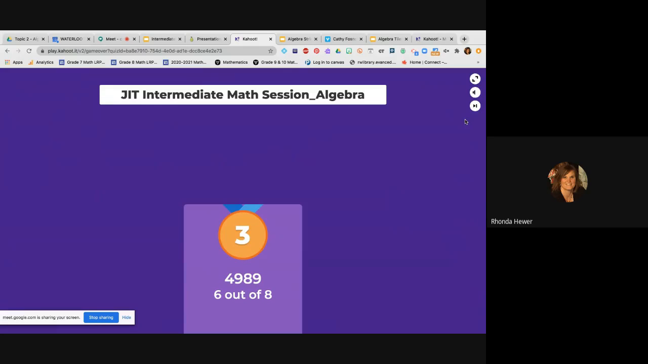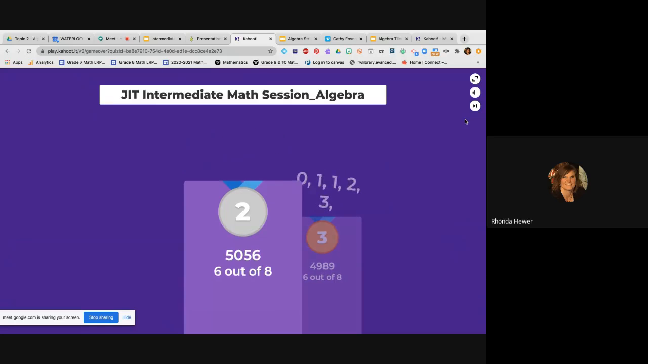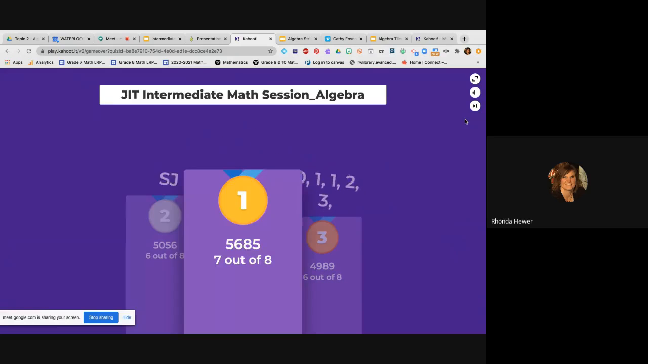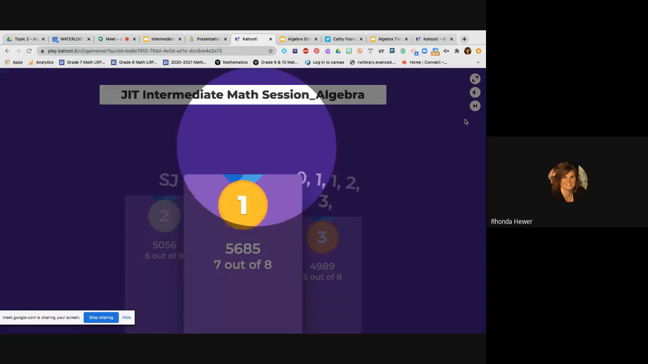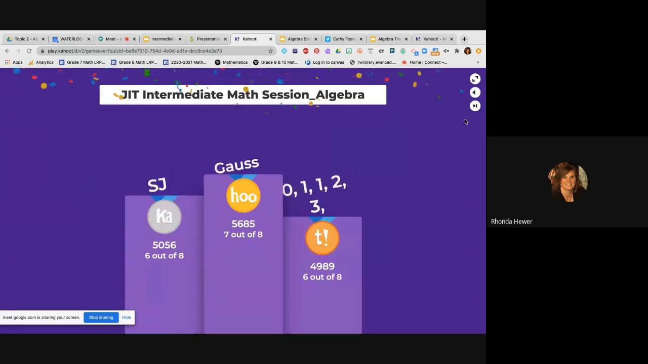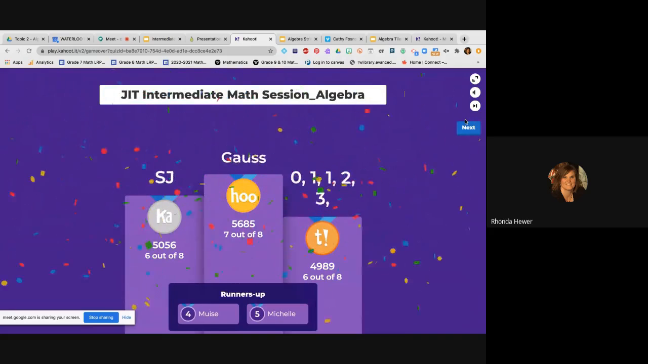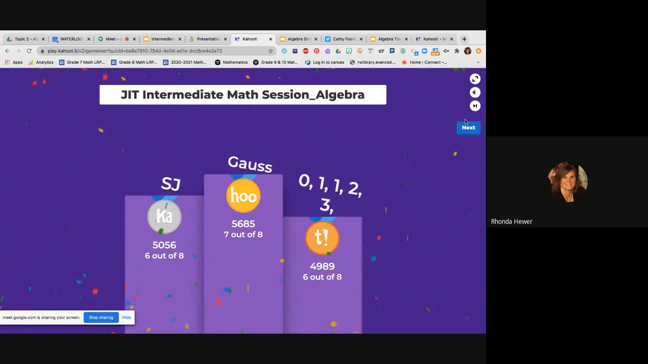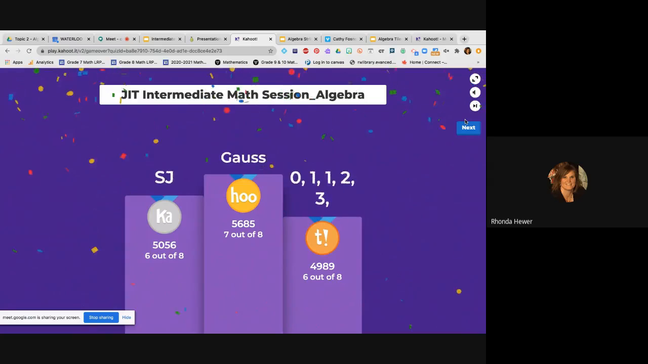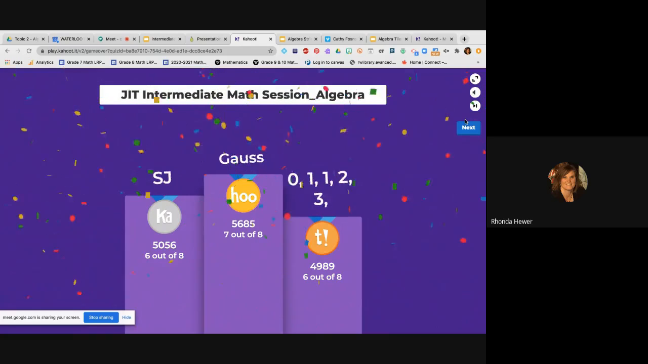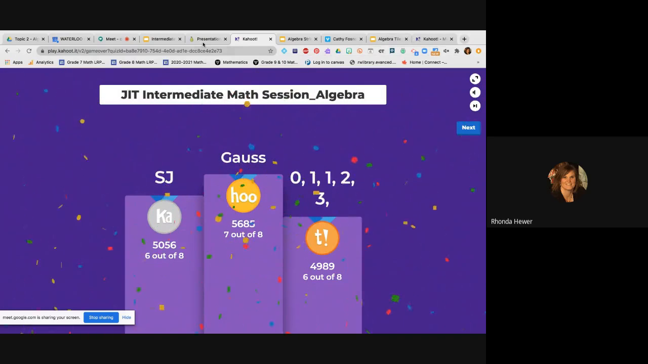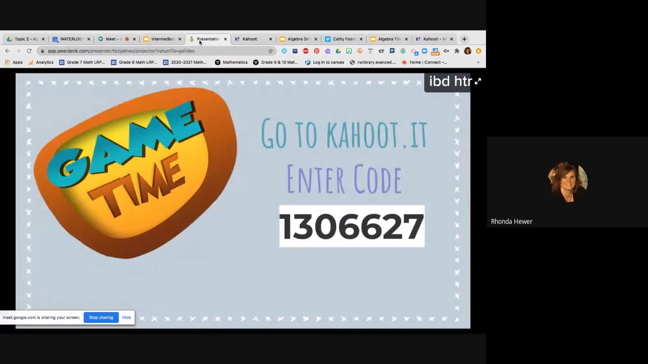So let's check out our podium here. Oh, I forgot that that was a name. And our winner, Gauss, as it should be. So Gauss, you get the bragging rights for something nobody else is ever going to care about. But you can say you won the Kahoot at the junior intermediate. I mean, at the just-in-time intermediate math session for algebra. Now, coming on back to the Pear Deck, that's it for Kahoot for today.